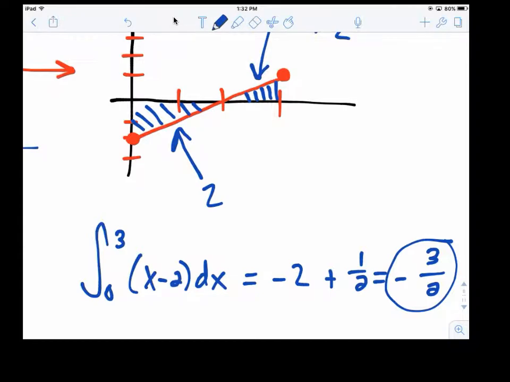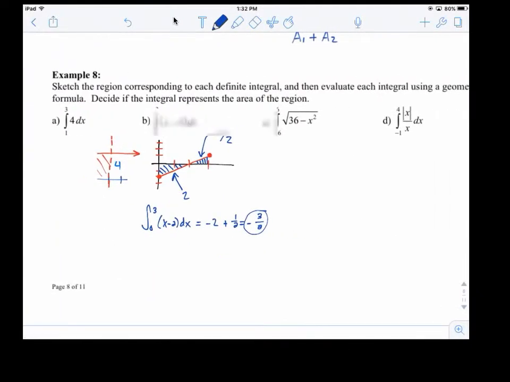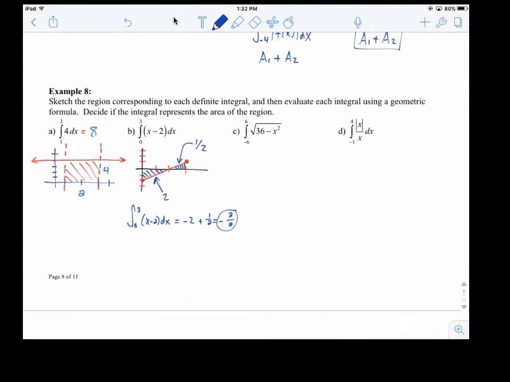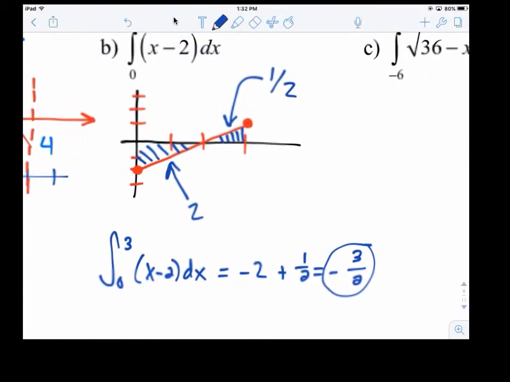They'll tell you, like they'll say area or not. No, we're just finding the integral. So this would not be the area going from 0 to 3 because of this piece here. If I were to ask you what the area would be, what would it be? 2.5. Right.